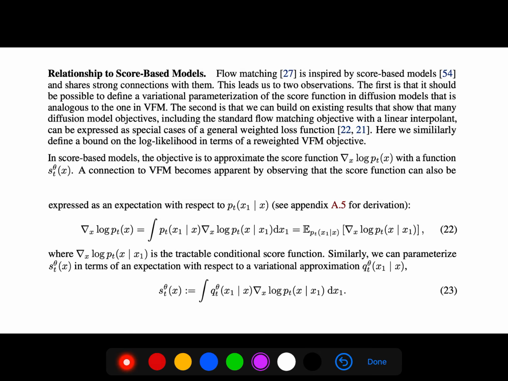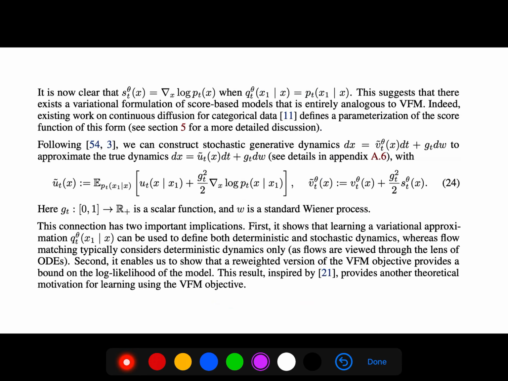Also, it has a relationship to score-based models, in that you can parameterize the score as an expectation with respect to the variational approximation Q. So it's like the approximation of the score is the score. Expectation of score is the score. So it's a very natural thing that they develop in their paper, a very interesting observation.